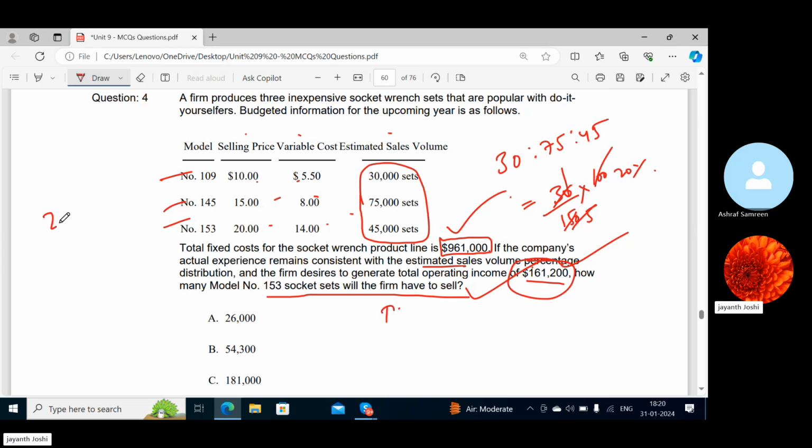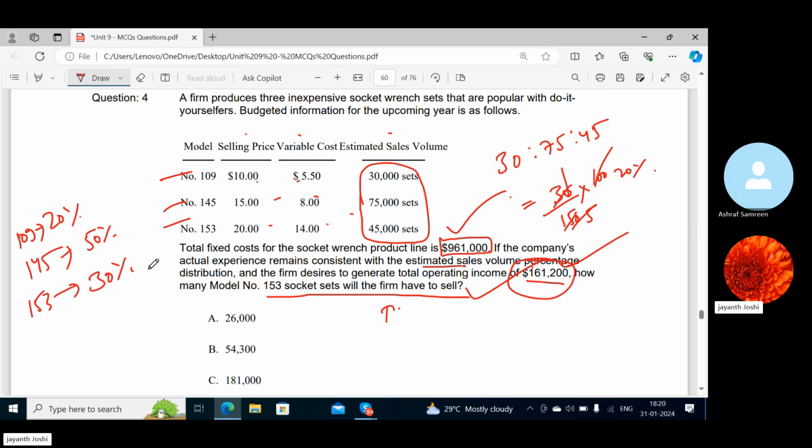So 20% is the percentage of 109. For 145, the percentage would be 75 by 150, 1 by 2, 50%. And number 153, 45 by 150, 30%. So we got the percentages.